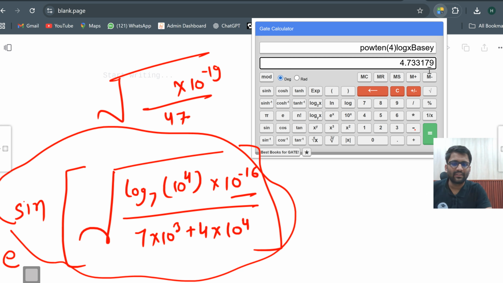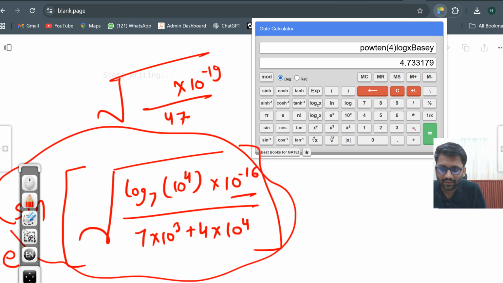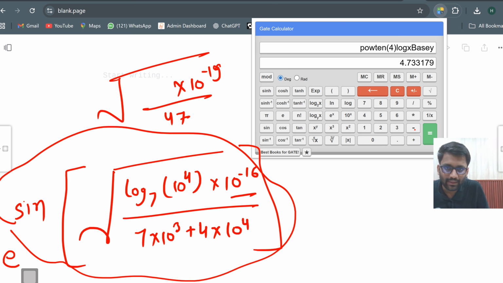So this answer we will get is 4.7331, whatever we are getting. Then I know that 10 to the power minus 19 would be done. Now I know that if in this place there was 10 to the power minus 18, then my job would have been very easy. So whatever answer I am getting, I can divide that by 10, or directly divide by 470, because 10 to the power minus 18 is there under the root. If I take it outward, it would become 10 to the power minus 9.